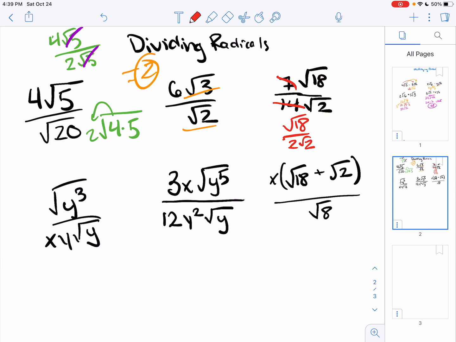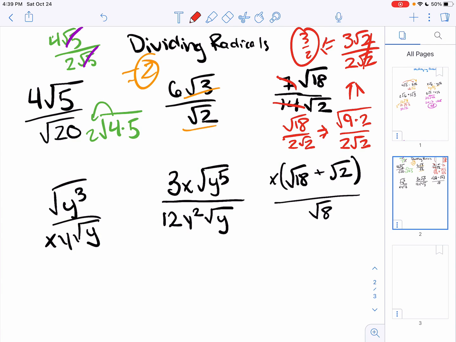So then we just change radical 18 to radical 9 times 2. The 9 will come out as a 3. I will have 3 radical 2, and then I will have 2 radical 2. So the radicals will cancel. And my answer for that one will be 3/2.